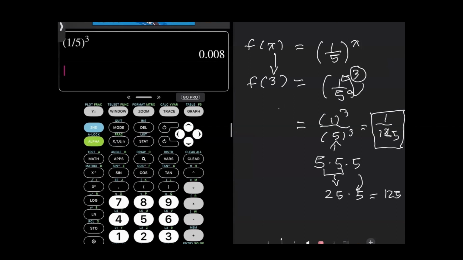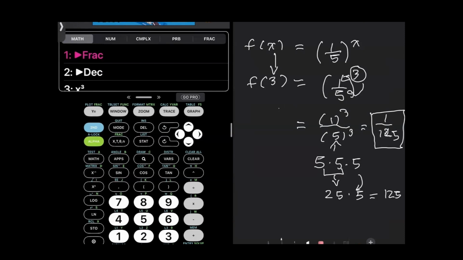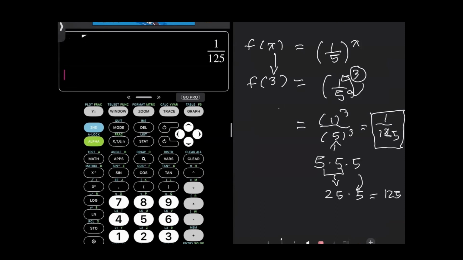But if you want to convert it to a fraction, your calculator may have a math button. And you see it's FRAC. That's what you'll use. Hit enter and enter again. And it converts to a fraction. Therefore, you'll see that 1/5 raised to the third is 1/125.